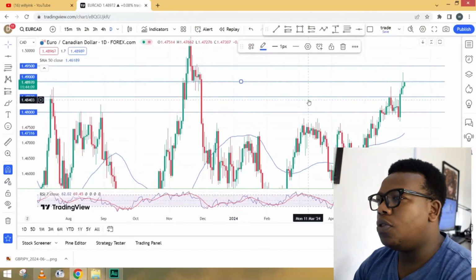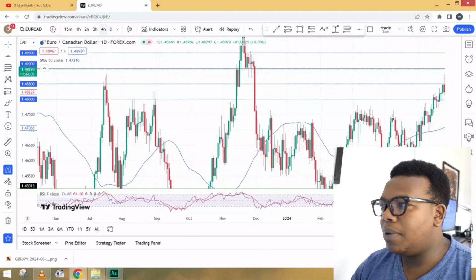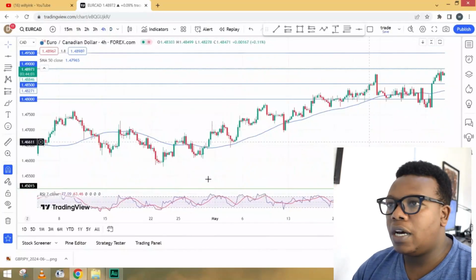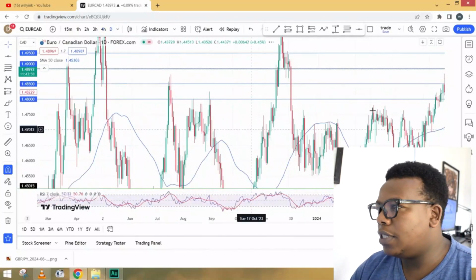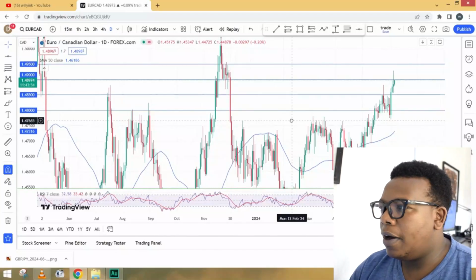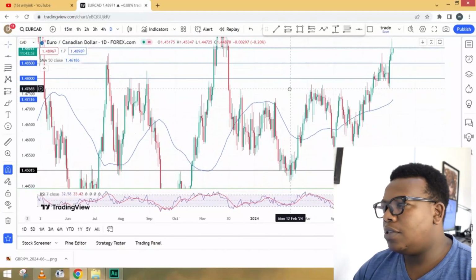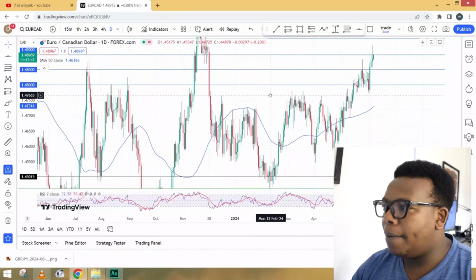Once you draw those psychological levels, we can now head to the 4 hours time frame and draw the zones which are there. But since at the 4 hours they're not that clear, I would suggest we start by looking at the zones at daily. As you can see right now, as we look at this market, it is a market which is on an uptrend.